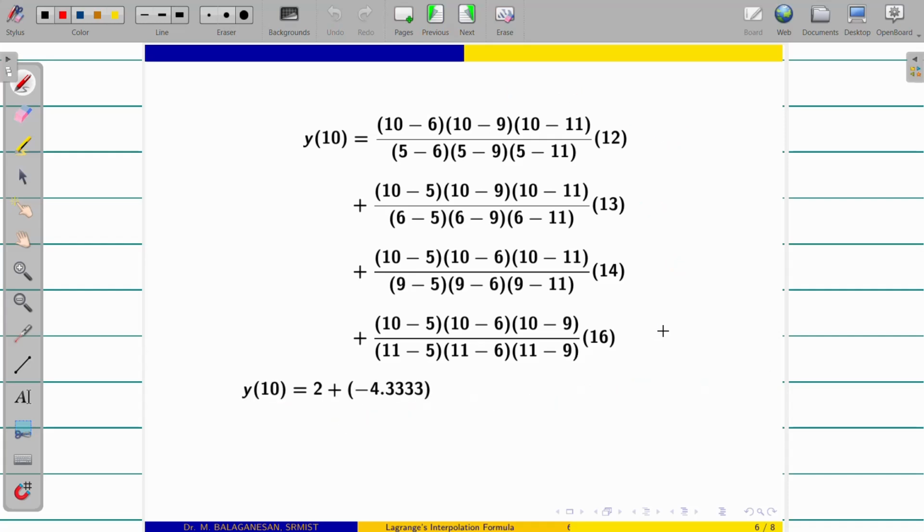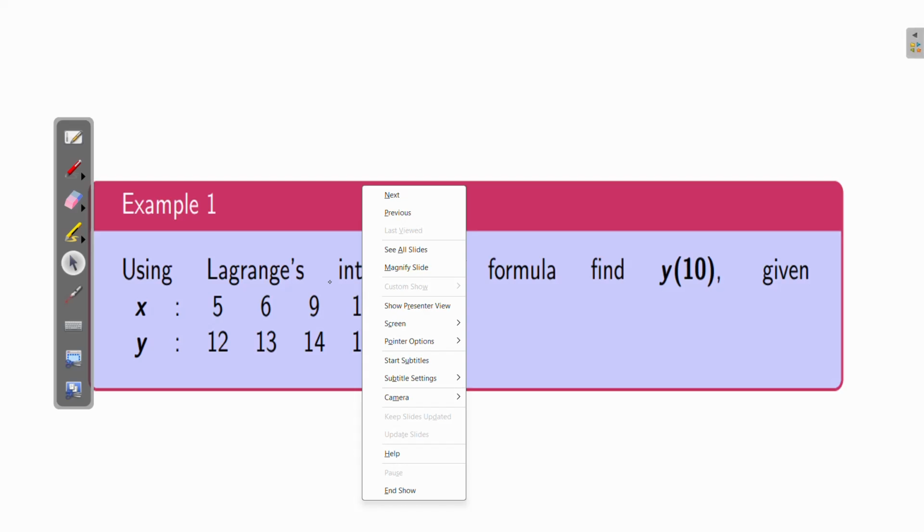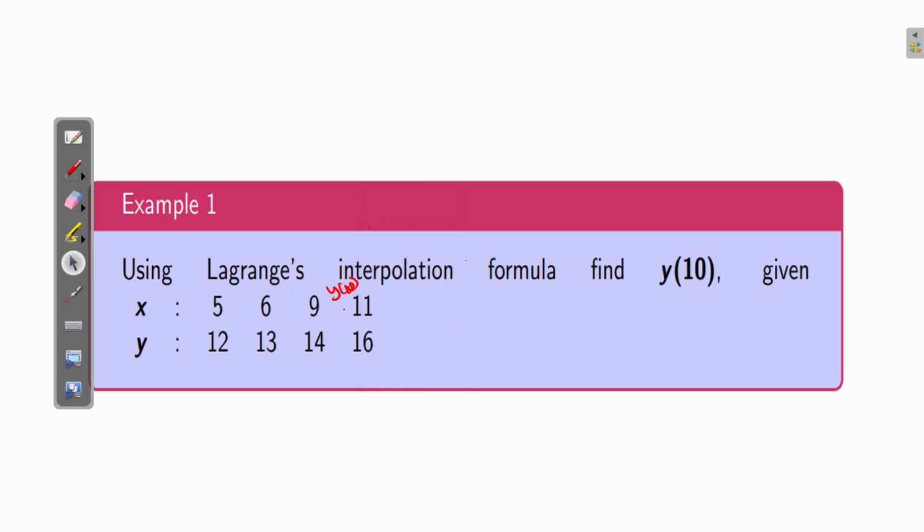First value, and then second value, third value, fourth value. Then the answer is 14.667. So y of 10 is equivalent to 14.667. How to conclude whether the answer is right or wrong? Exactly, our value should be in the ascending order. Look at that, x values of 5, 6, 9, 11, 12, 13, 14, 16. So y of 10 we are finding here, in this place.